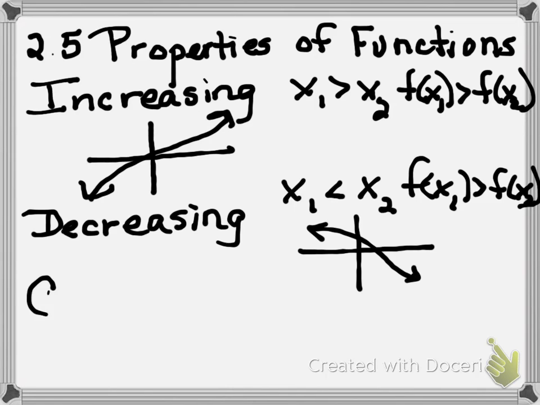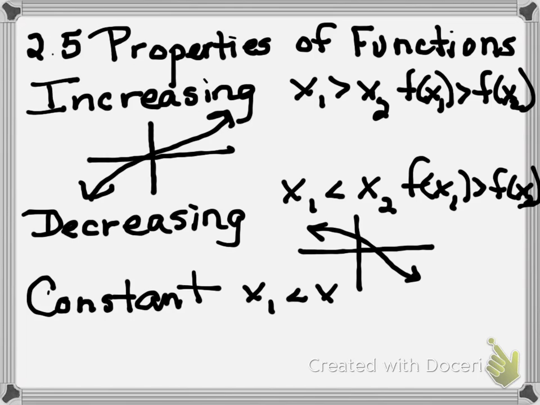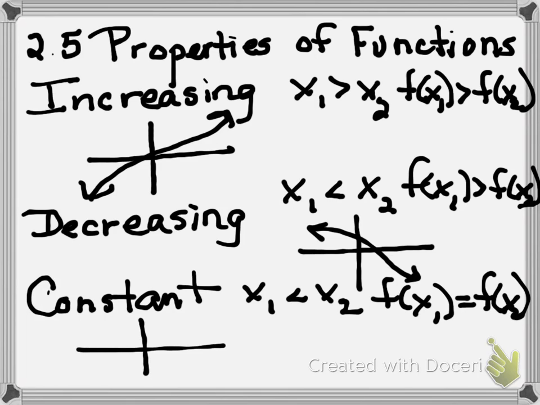A constant function: for x1 less than x2, we have f of x1 equals f of x2. That is, where you put in a particular x value, you're getting the same y value. Constant function. So for any x1, for example, here, and another x2 over here, you're getting the same f of x1 and f of x2 values.